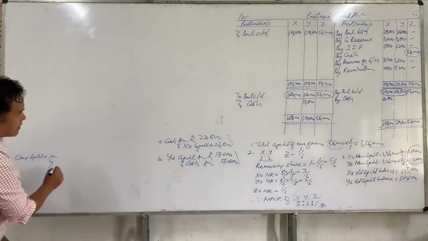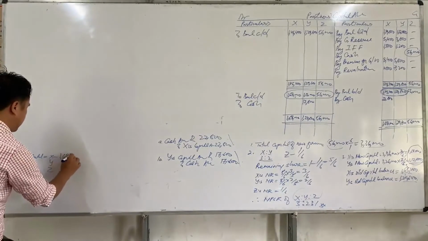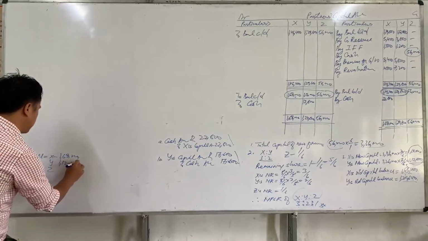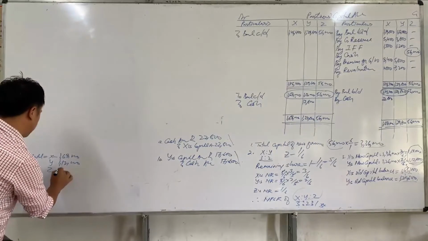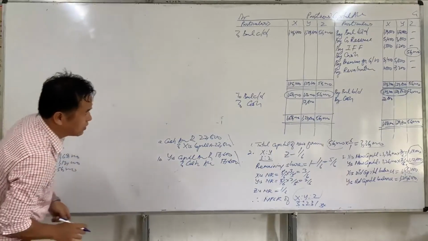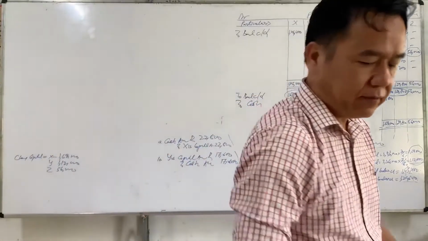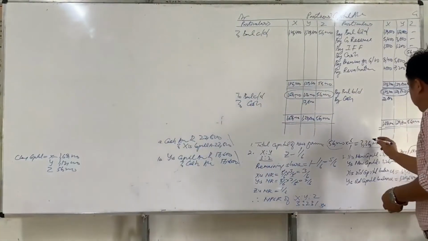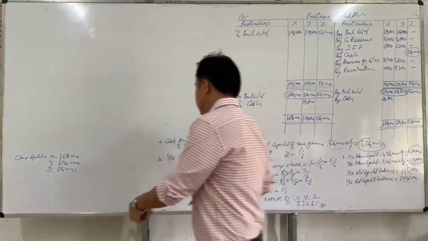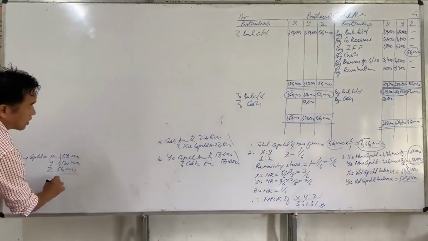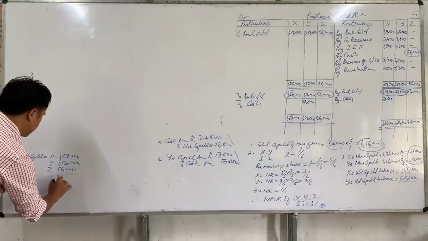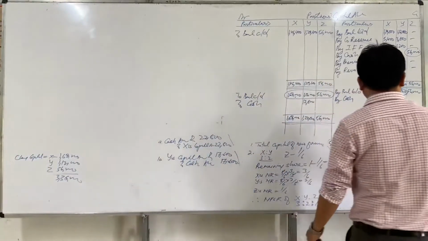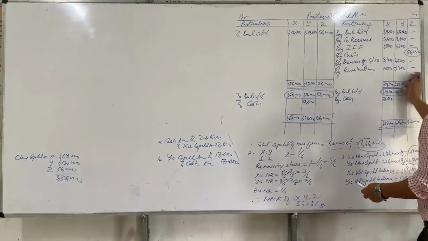What is the closing capital of X? Yes, 1,68,000. And what is the closing capital of Y? 1,12,000. And the last one is 56,000 here. And the total capital of the new firm is, yes, 3,36,000. I'm going to write that here. Okay, now we are going to prepare the new balance sheet.